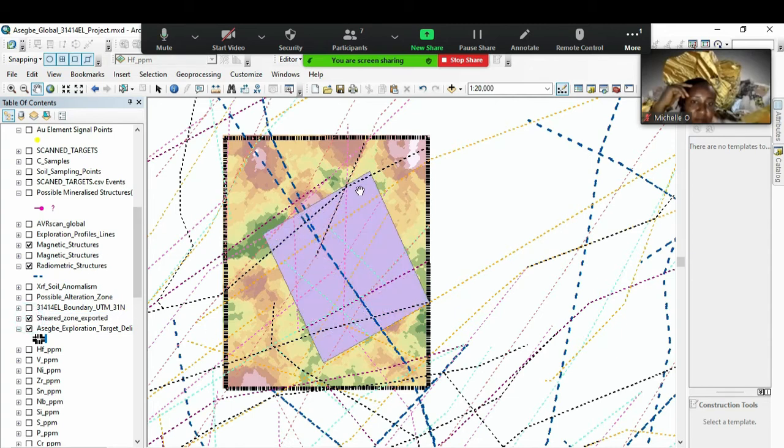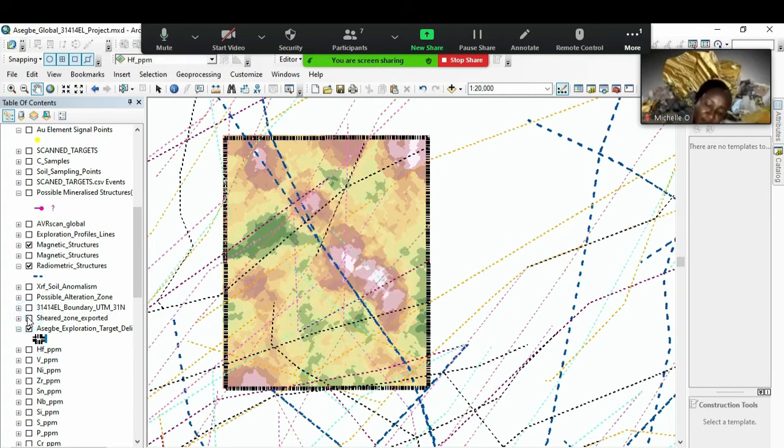You can see this is actually what we had before, the shear zone. So you can see that the shear zone definitely must have some coincidence with an alteration zone. So these coincidences are actually very, very important.